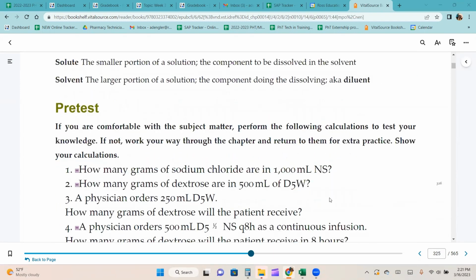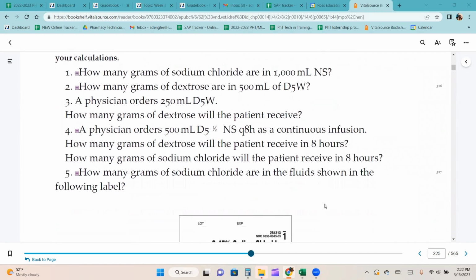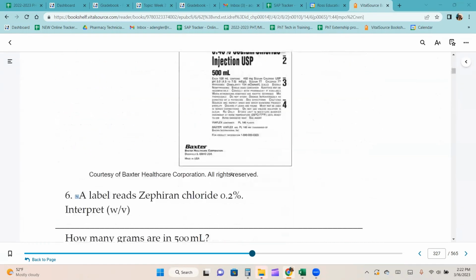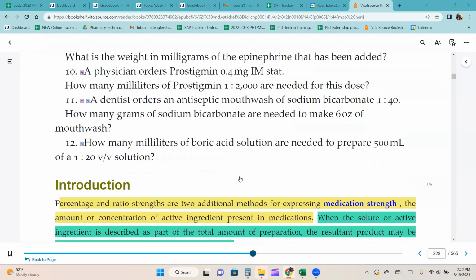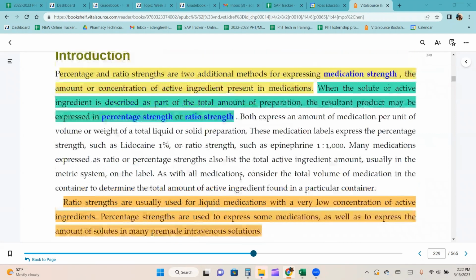If you're comfortable with the material, you can go ahead and do this pre-test to test yourself. If not, return after reading the chapter and performing some problems. So percentage and ratio strengths are two additional methods for expressing medication strength, the amount of concentration of active ingredient present in medications. When the solute or active ingredient is described as part of the total amount of preparation, the resultant product may be expressed in percent strength or ratio strength. Both express an amount of medication per unit of volume or weight of a total liquid or solid preparation.